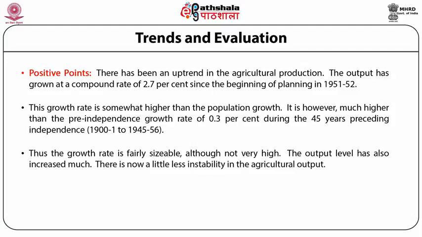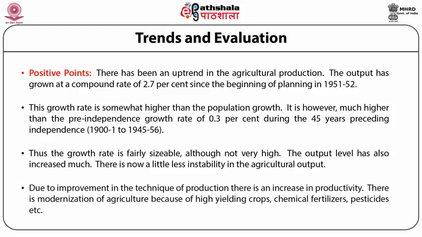The output level has also increased much. There is now a little less instability in agriculture output. Due to the improvement in the techniques of production, there has been an increase in productivity. There is modernization of agriculture because of high yielding crops, chemical fertilizers, pesticides, etc.